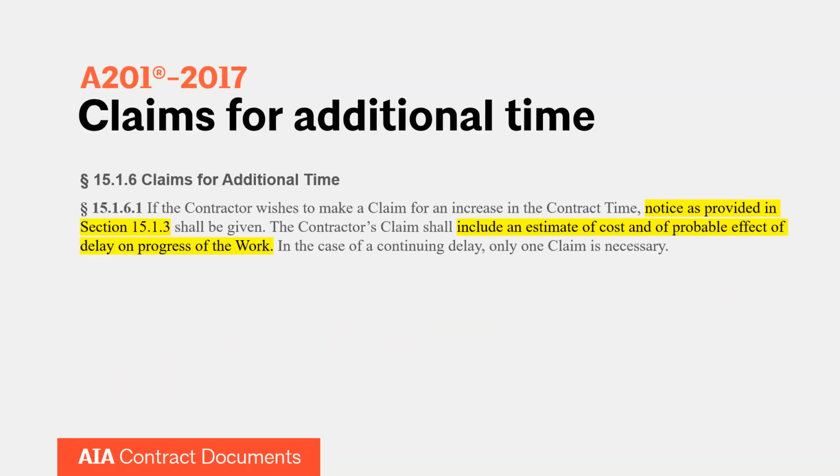So like I said, we're going to talk about Article 15 here briefly, and this is how to adhere to your contract provisions on claims for additional time. So contractors need to be aware and review their contract terms to make sure they comply with these kind of notice requirements. So if the contractor wants to seek additional time, they need to comply with, for example, 15.1.6.1, and that clause says they have to provide notice as set forth in section 15.1.3, which we'll get to next, and their claim should include an estimate of costs and of the probable effect of delay on the progress of the work. Again, with something like this, it's important just to review sections like these to understand what has to be included in your initial claim, when it has to be submitted, where it needs to be submitted, etc.